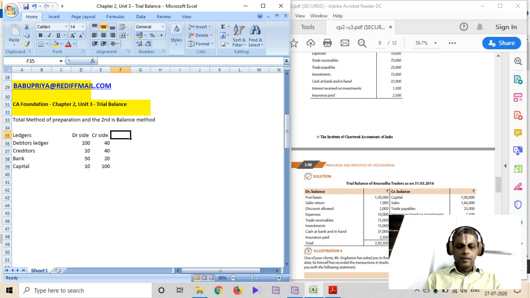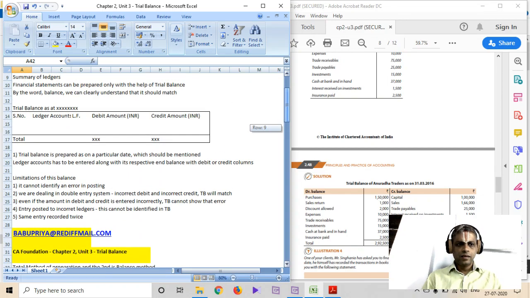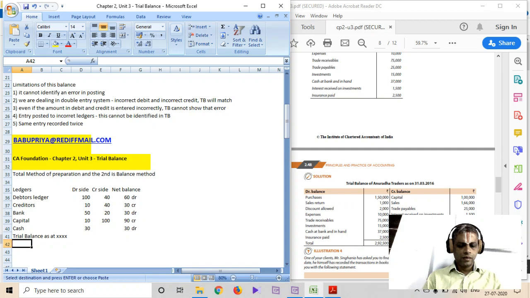Then the net balance in the account is 60 debit for debtors, 30 credit for creditors, 30 debit for bank, and 90 credit for capital. And let's say cash debit side is 30, and it is 30 debit. Let's assume these are the balances, right? So in the first method, the total method, we'll have the trial balance as at some date. Let's copy the format.